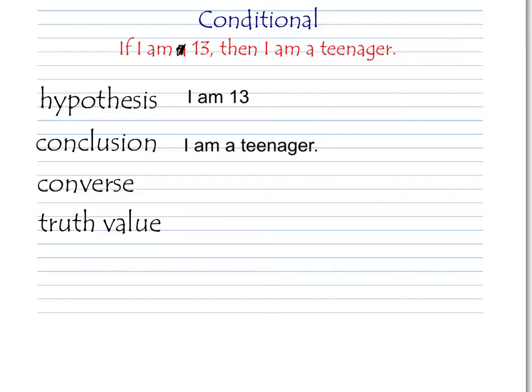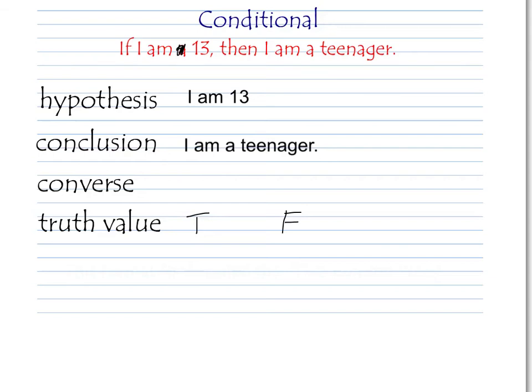Now let's look at the truth values. The original statement, if I am 13, then I'm a teenager, I think you'd agree that that's true, because if you're 13, you are a teenager. But now let's look at the converse. If I'm a teenager, then I'm 13. Well, that statement is false, because you could be 13, but you could be 14 or 15.